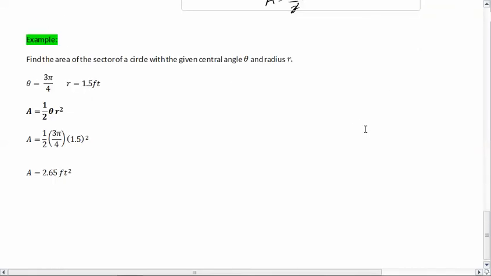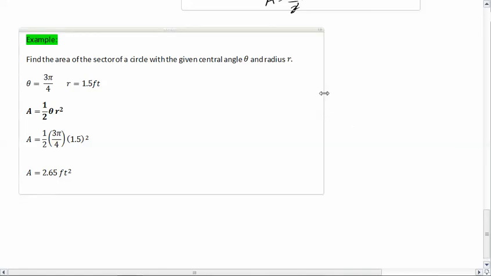So let's find the area. Let's do an example. Let's find the area of a sector of a circle with the given central angle theta and a radius r. So we're given theta equals 3 pi over 4 and r equals 1.5 feet, and we're asked to find the area of that sector. We apply the equation 1/2 theta r squared. We can plug in theta equals 3 pi over 4 and r equals 1.5, and we can solve and get area equals 2.65 feet squared. That's how you find the area of a sector.